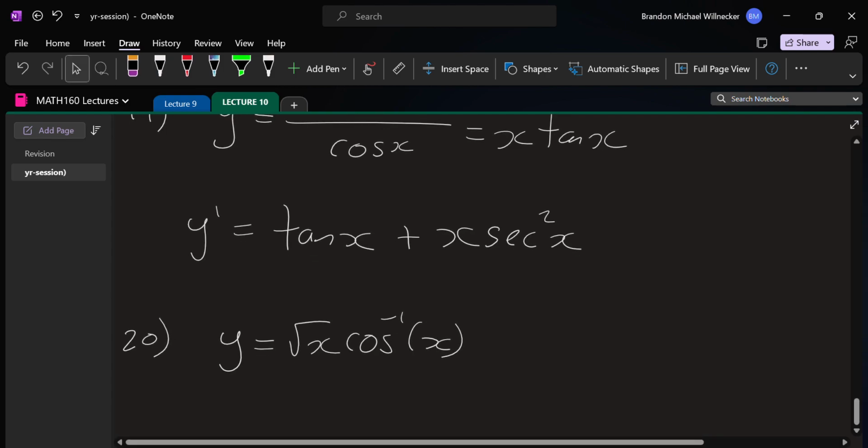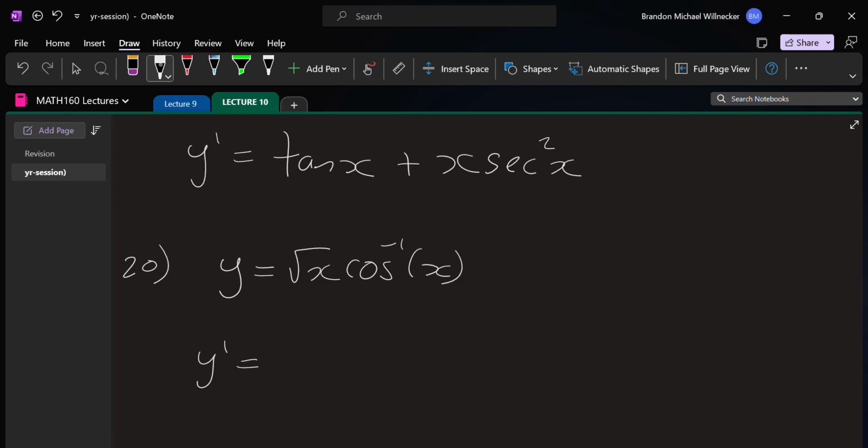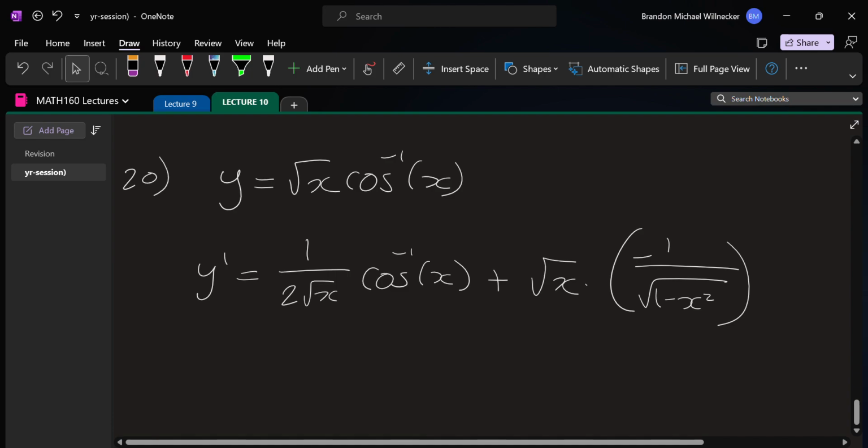Okay, 20. So here we have y is equal to root x cos inverse x. Okay, got a product of two things. Root x, that's the first function. Cos inverse, that's the second. Okay, we know how to deal with cos inverse. So y prime, that's going to be derivative of the first one times the second. So that's 1 over 2 root x cos inverse x plus root x times, and then the derivative of the second, we know that's minus 1 over root 1 minus x squared.